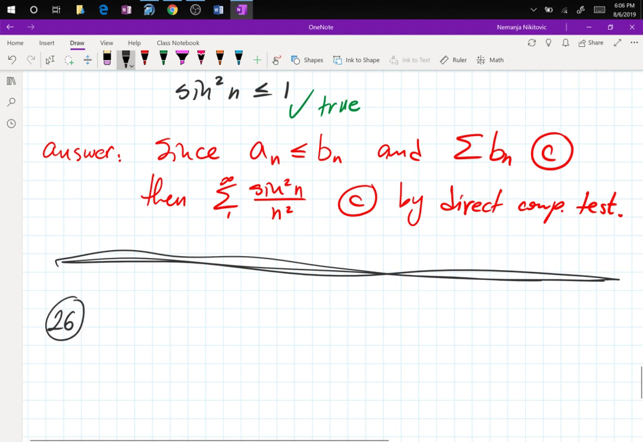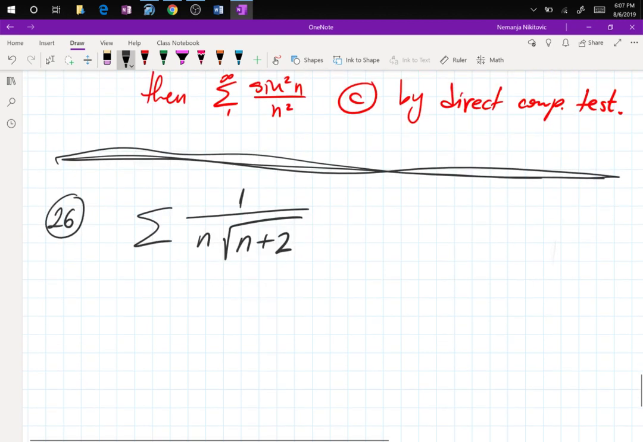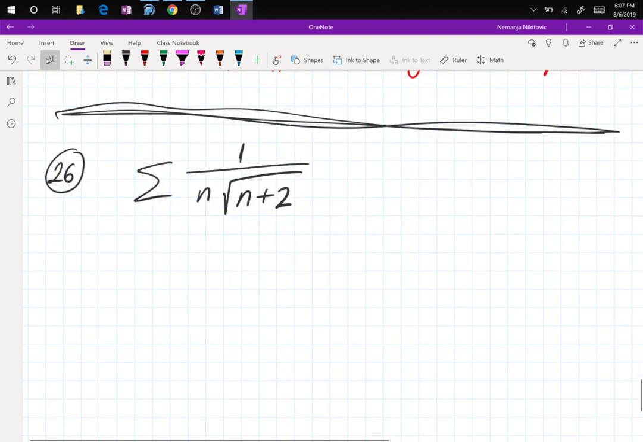Problem 26, summation 1 over n square root of n plus 2. Try this, talk to your friends.